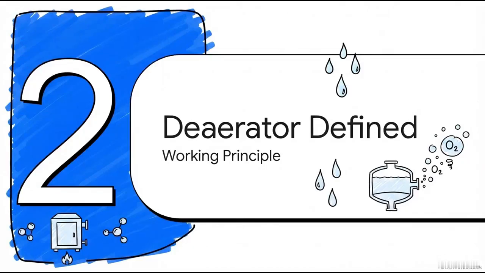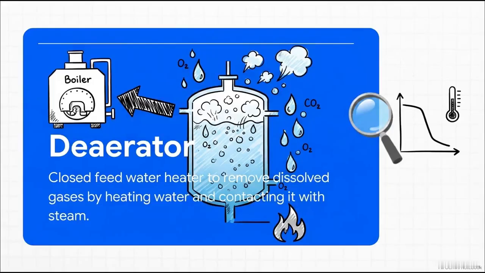Which brings us to Section 2, defining the Deaerator. So what exactly is this machine doing? Well, a Deaerator is essentially a highly specialized, closed feed water feeder. Its entire purpose in life, its one big job, is to strip those dissolved gases, mainly the O2 and CO2 we just talked about, right out of the feed water before that water ever even touches the main boiler.